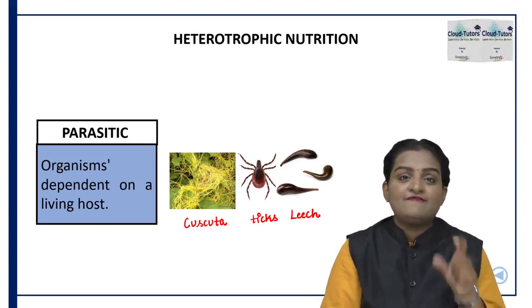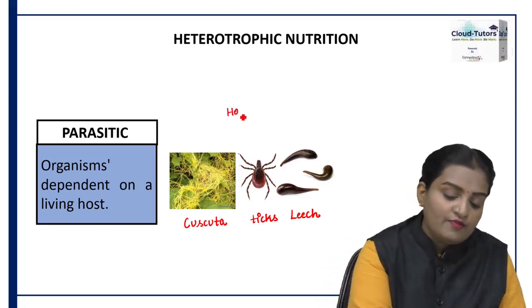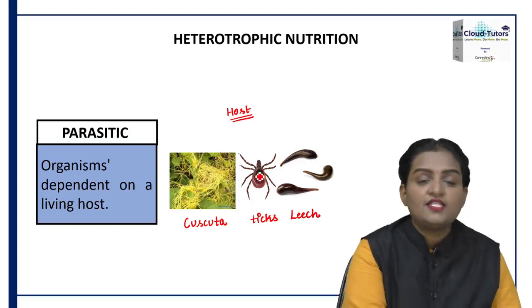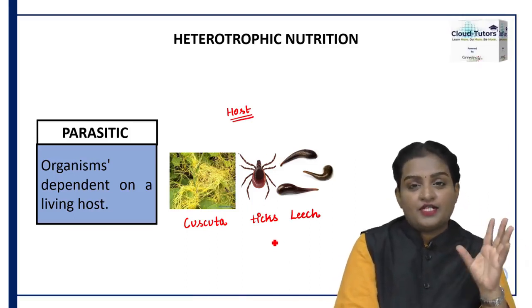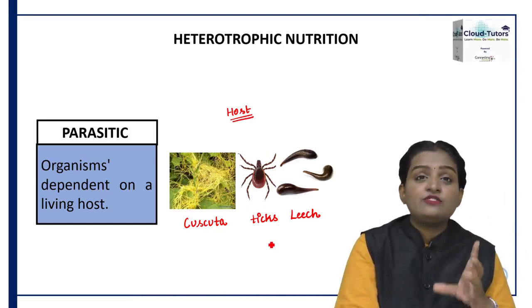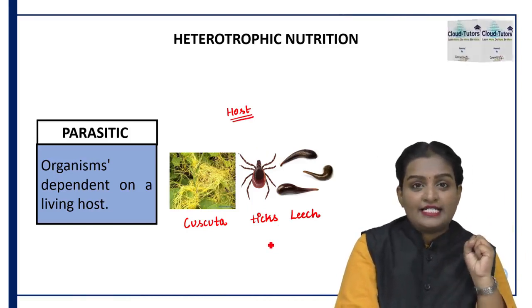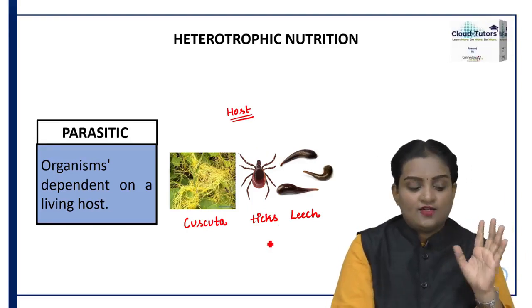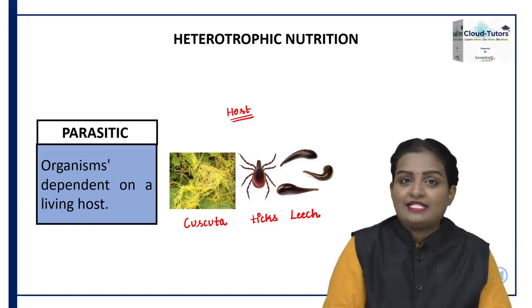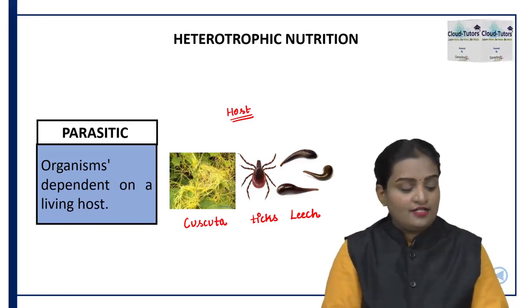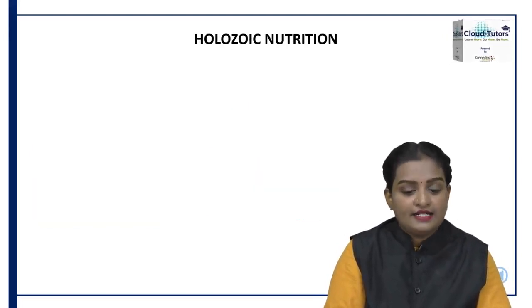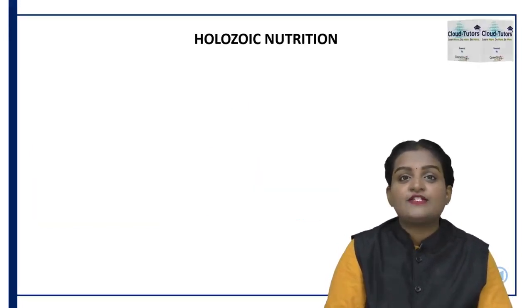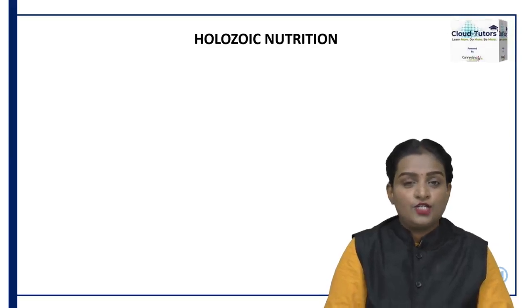If you have a living host, the host will perform all the activities such as taking in the nutrients, digesting, etc. What these parasites do is they only absorb it directly and utilize it. That's all. So this is known as the parasitic mode of nutrition. In this chapter, we will be concentrating mainly on holozoic nutrition, which is seen in animals as in humans.